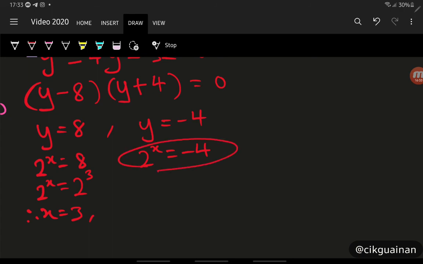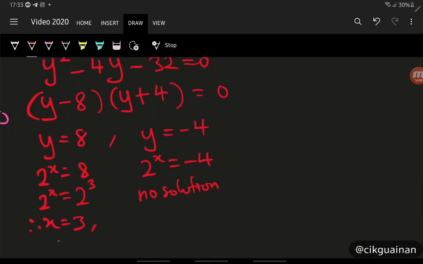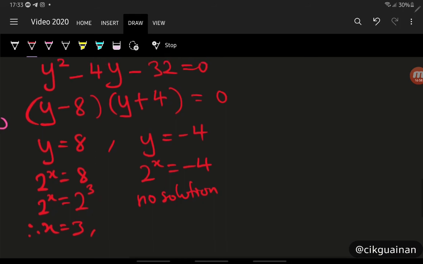While for this one, it is a little bit interesting because there is no positive base to any power that can produce a negative number. So in this case, x has no solution. No solution for x. So in this question, the answer is only x equals 3.